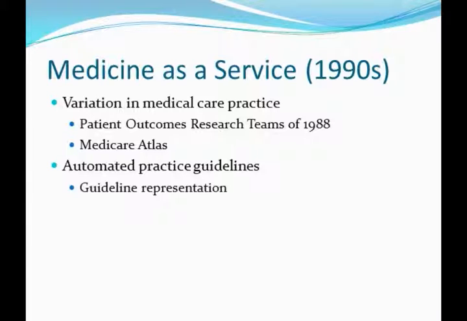A lot of this came from the Dartmouth Medicare Atlas, where they saw this variation in medical care practice, and this led to research in patient outcomes research teams that were begun by the precursor to the AHRQ in 1988. In informatics, the result of this was figuring out ways to support the outcome of the patient outcomes research teams, which were practice guidelines, and how these guidelines could be more automated. So for the first time, the concept of guidelines were real.